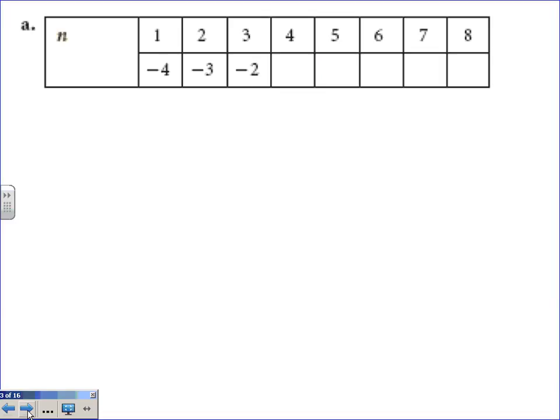First example here. What's going on here? What's this rule? Yeah, we're adding 1, so we add 1 each time. So what will the next one be? Negative 1, then. Okay, we got 3. We're adding 1 each time, so our rule is going to be 1 times n.